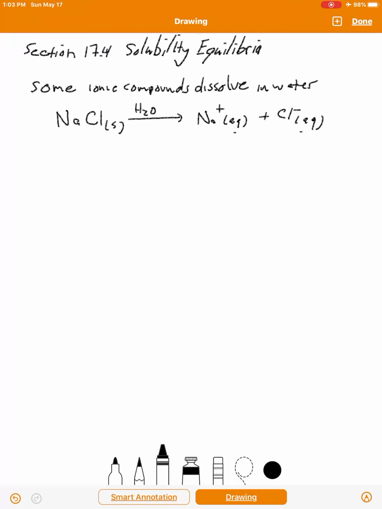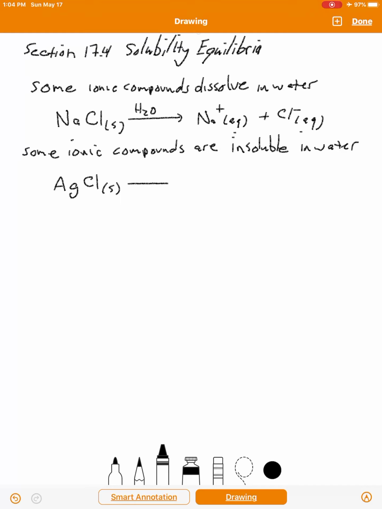Very soluble. But you may also recall that there are some compounds that don't dissolve in water. So some ionic compounds are what we call insoluble in water. An example of that is silver chloride, AgCl. If you take silver chloride and you try to dissolve it into water, what you'll find is it essentially doesn't dissolve. It will just fall down to the bottom as a precipitate.